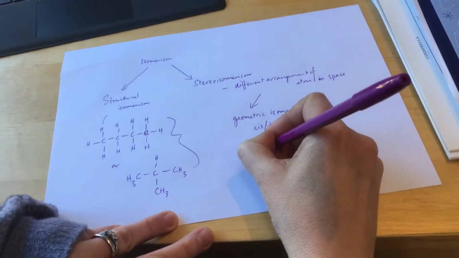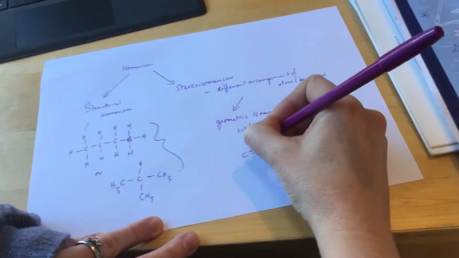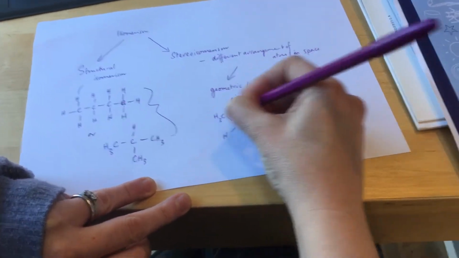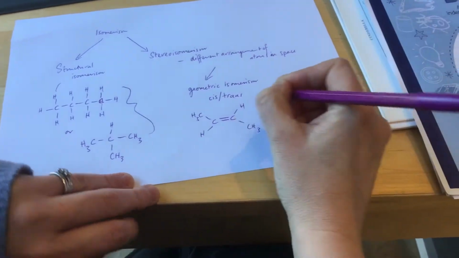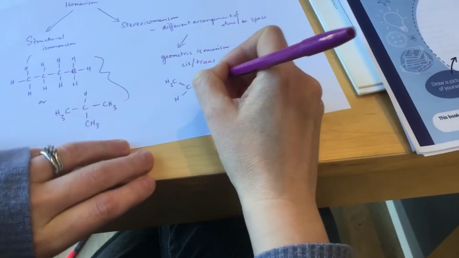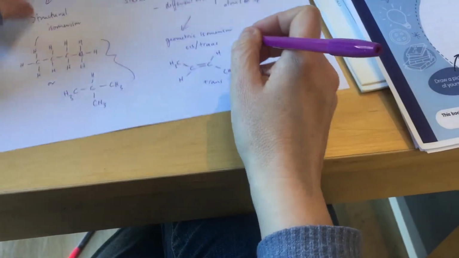Cis-trans. You've seen this in organic chemistry as well. So that would be a trans isomer, whereas cis would have the methyl groups on the same side of the double bond. Now that applies the same way when you do transition metals.